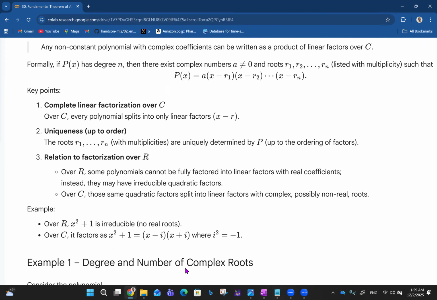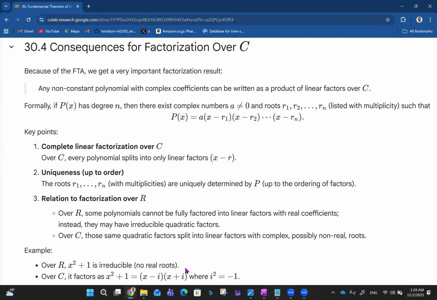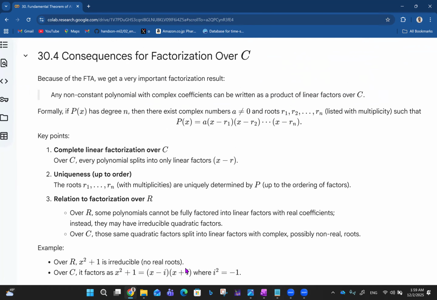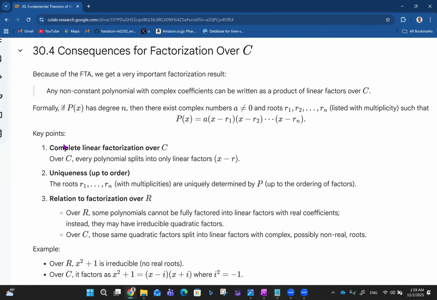Okay, so what are the consequences of this, the factorization over C? Because of the fundamental theorem of algebra, we get a very important factorization result. Any non-constant polynomial with complex coefficients can be written as a product of linear factors over C. I think we saw this in a video where I talked about complex roots and conjugate pairs. We tried something close to this there.